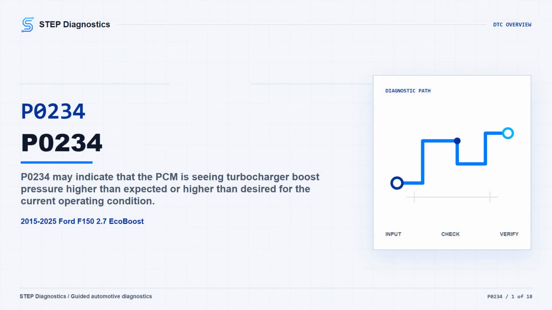On this F150 2.7 EcoBoost, P0234 is an overboost type fault. In plain terms, the PCM may be seeing turbocharger boost pressure higher than expected, or higher than the desired boost value long enough to set the fault. The truck may have reduced power, inconsistent boost, or other boost control symptoms.